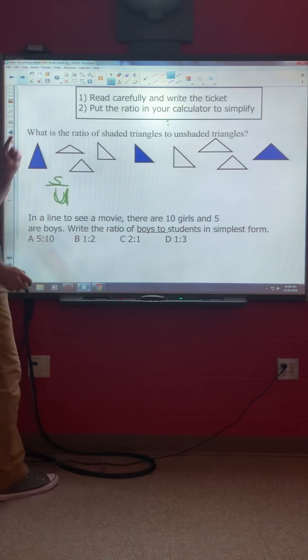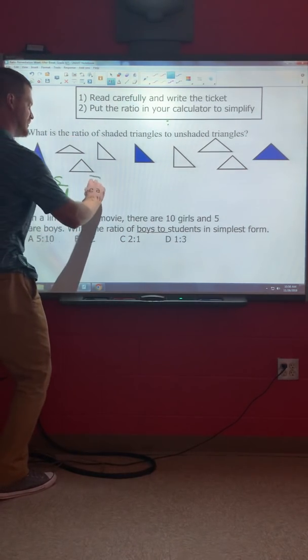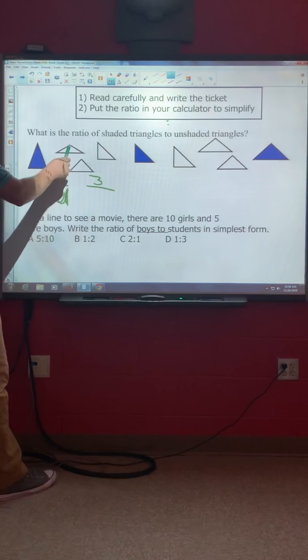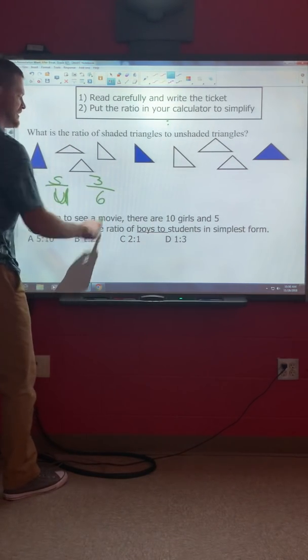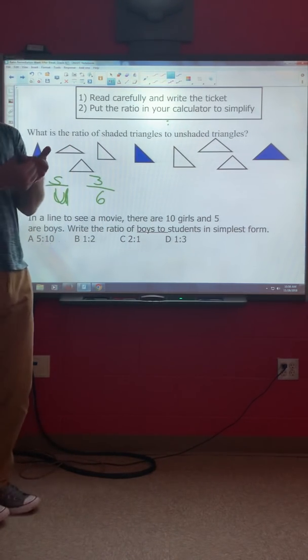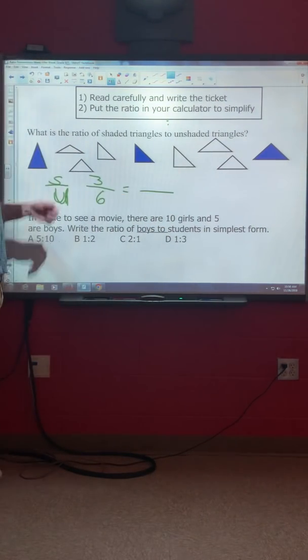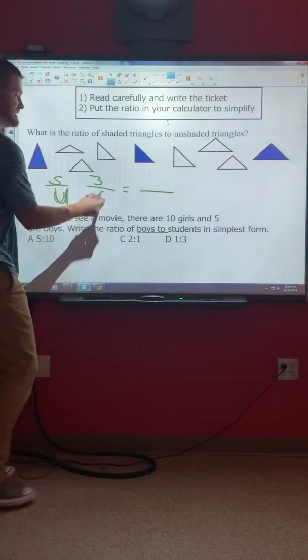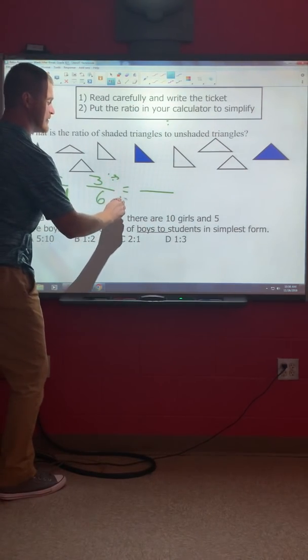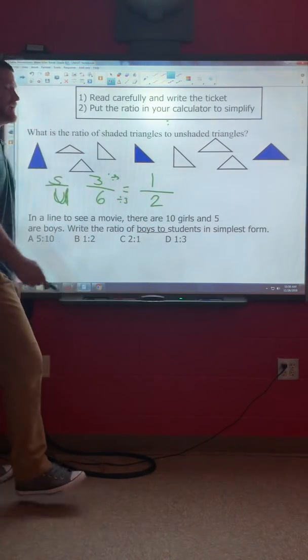So how many shaded? Well, there's 3 blues, so it's going to be 3. How many are unshaded? 1, 2, 3, 4, 5, 6. So 3 to 6. Now, if you type this in your calculator, 3 ABC 6, it'll simplify for you. But we know that 3 goes into both 3 and 6. We just divide by 3, and we get 1 over 2.